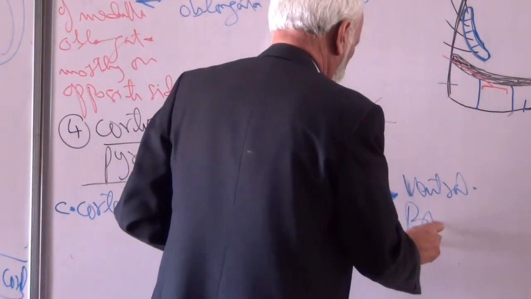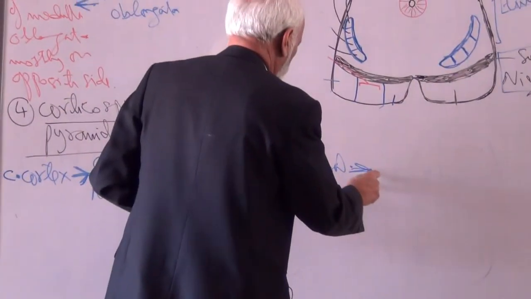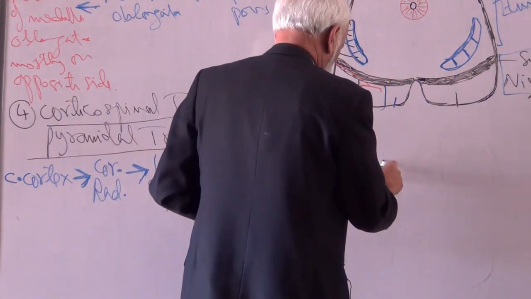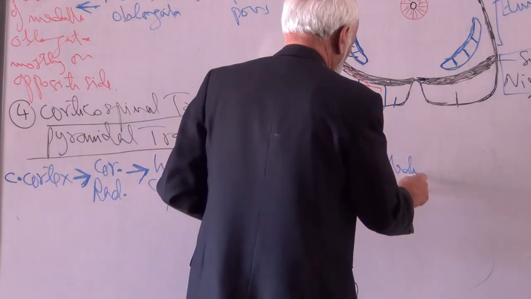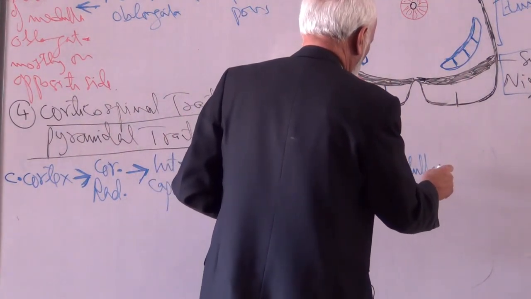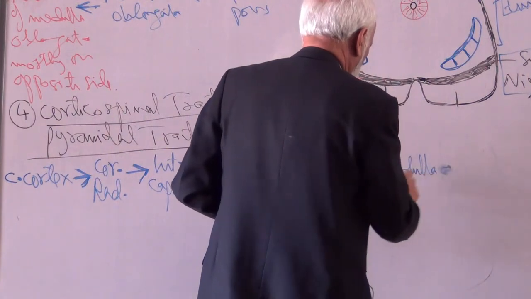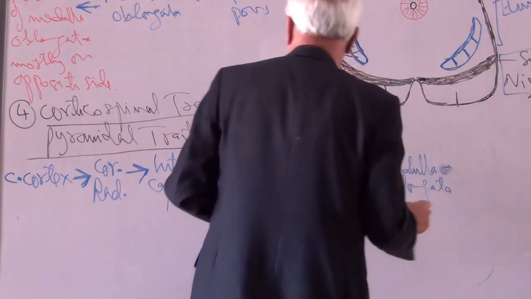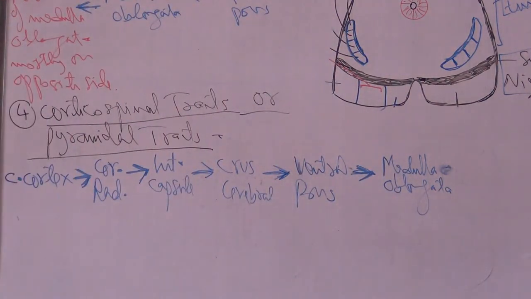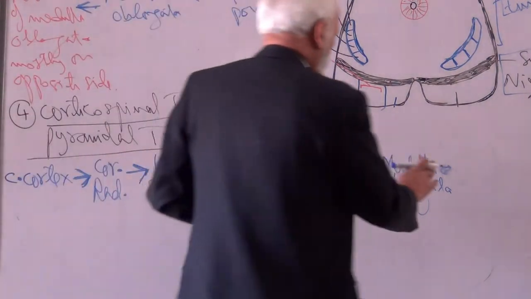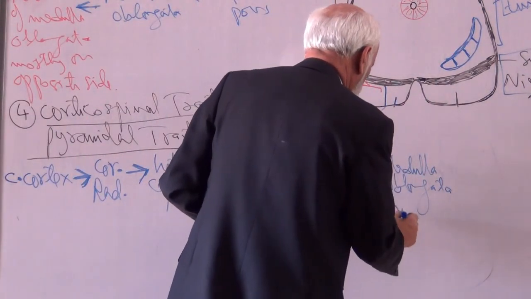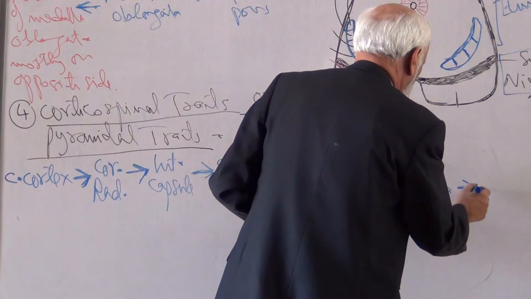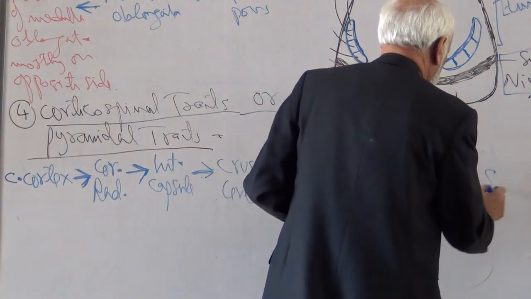Ventral part of the pons. Then descend through the medulla oblongata. Which part of the medulla oblongata? Pyramids. Then enter the spinal cord.